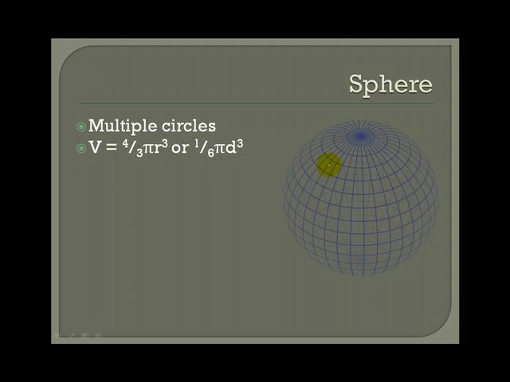Spheres are just a series of circles within circles, concentric circles. It's a ball essentially. The volume here is 4/3 pi r cubed, or 1/6 pi diameter cubed. Why 1/6 versus 4/3? Well, if you're using the radius, it's 4/3. If you use diameter, it's 1/6. But it's an easy conversion. The diameter is twice the radius, or the radius is half the diameter. However you want to look at it.